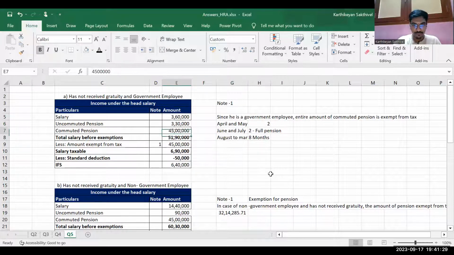Sir. Yeah. So next is the commuted pension, which is 45 lakhs. So you'll just get this out. Since he is a government employee, the entire amount is exempted. The salary taxable is 6.9 lakhs.